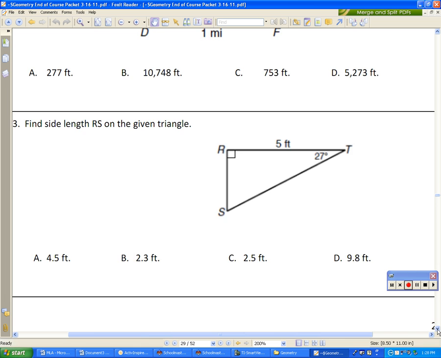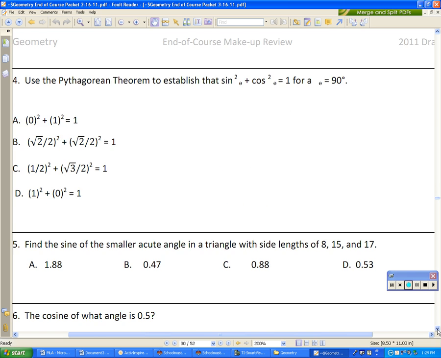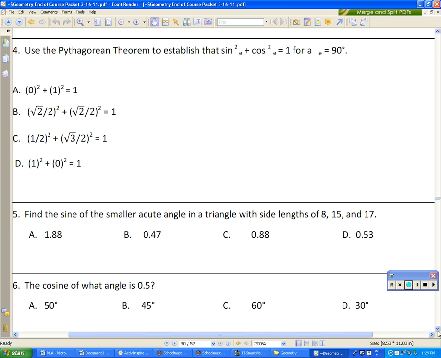Okay. All right, one more for you to try on your own. Find the length RS on the given triangle. So you got C, answer C by going tangent of 27 degrees equals RS over 5 or X over 5, right? And so once again, you go 5 times the tangent of 27 and you are good to go. All right, good deal.